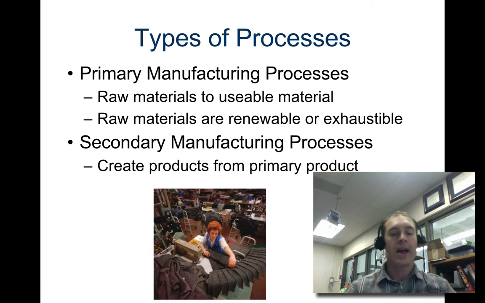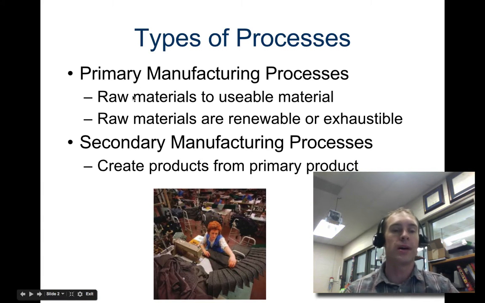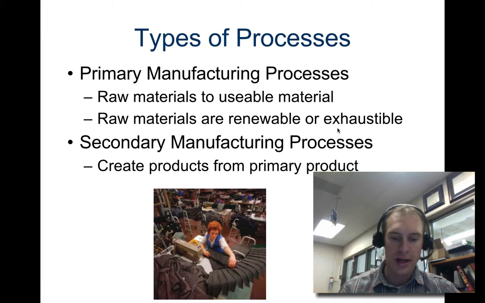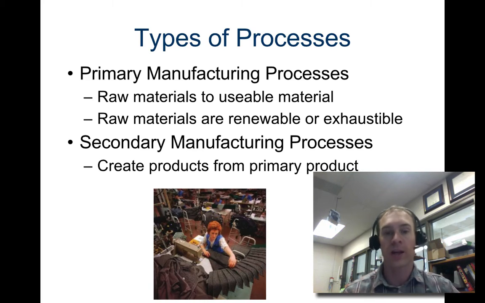There's primary and secondary. Before something is manufactured, there has to be some raw materials to be made into the usable materials. And they're generally renewable or they are exhaustible. Renewable would be things like trees, cotton, wool, animal products. Exhaustible are things that cannot be replaced, like metal, ore, petroleum, natural gas, coal. They just take too long to have been created in the first place, so they are considered non-renewable or exhaustible.